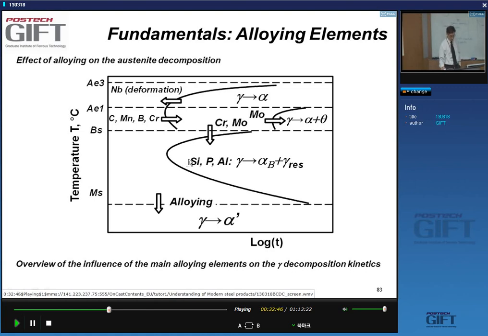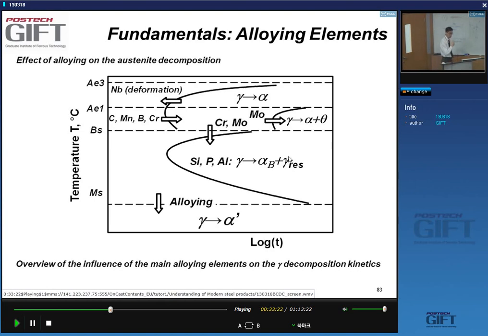Further, we talked about silicon, phosphorus, and aluminum suppressing the carbide formation. Yes. When do we make use of this? Well, we make use of it during the bainite transformation. We do this to obtain what is called residual austenite. We'll talk about this as we talk about bainitic steels. And in certain cases, you want to have retained austenite rather than carbides in your bainite.